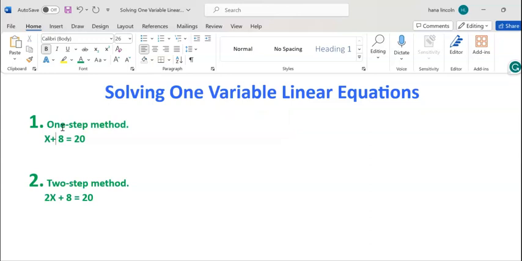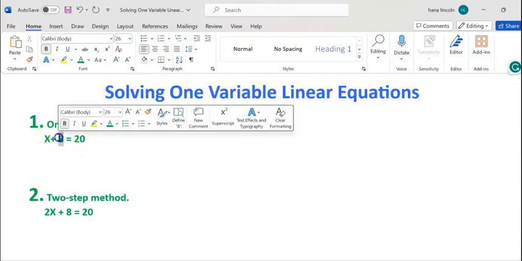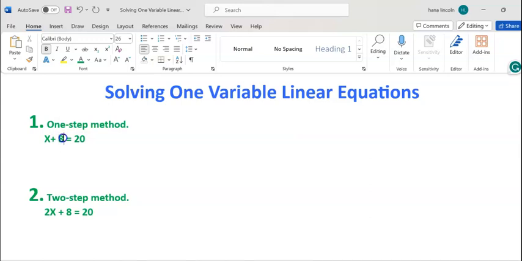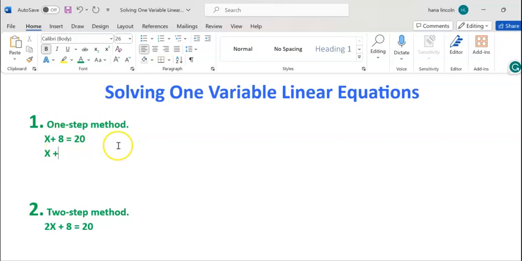So now I'm going to show you how to solve a one variable linear equation using one step. The first step is we need to have x on the left side of the equal sign by itself. We need to remove 8. How do we do it? We cannot erase it like that. We should use an algebra method.